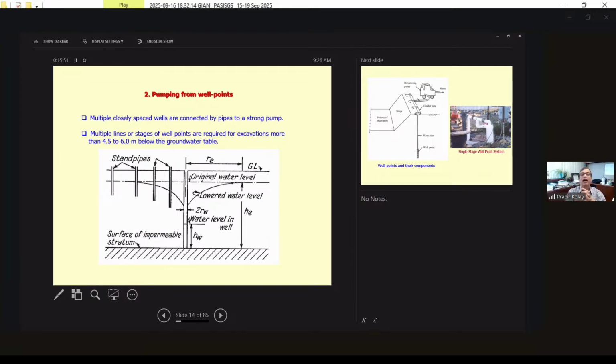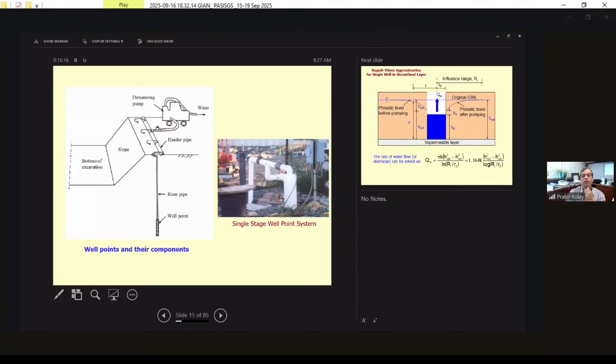Depending on the area, you need to choose how many well points to use and what type of pump to use. There are a lot of things in design problems, but this is very basic. Sometimes you need to use multiple lines of well points, required for excavations more than 4 to 5 meters below the groundwater table.